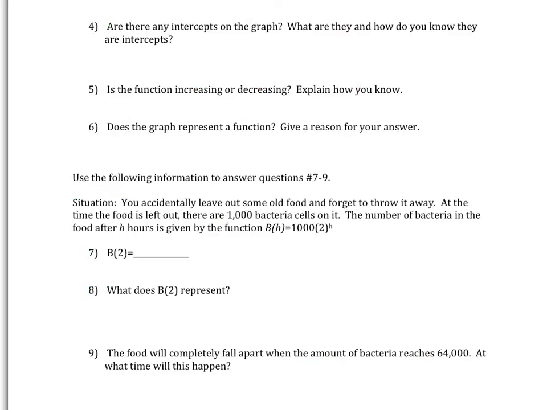Question number 4 deals with the previous graph and asks, are there any intercepts on the graph? What are they, and how do you know they are intercepts? Well, we don't have any x-intercepts because the graph never crosses the x-axis. But it does cross the y-axis at one point, so we have a y-intercept at $30. All right, it is located at 0, 30.